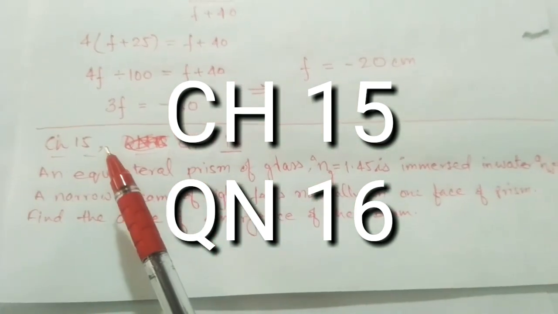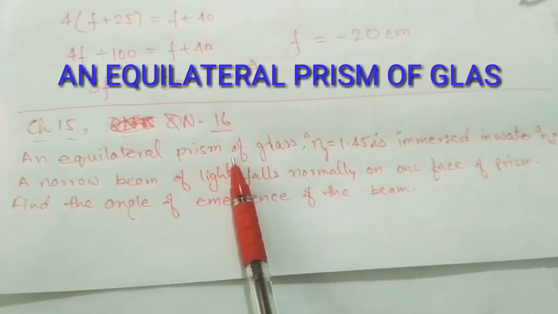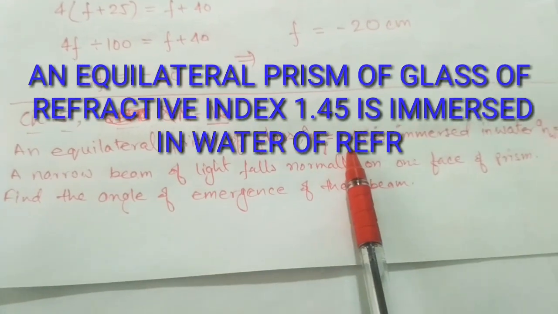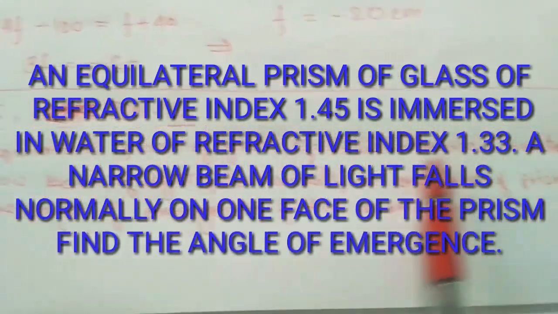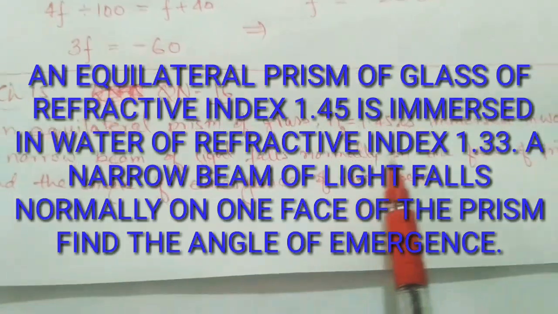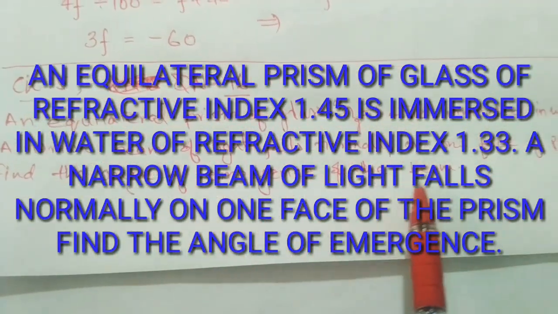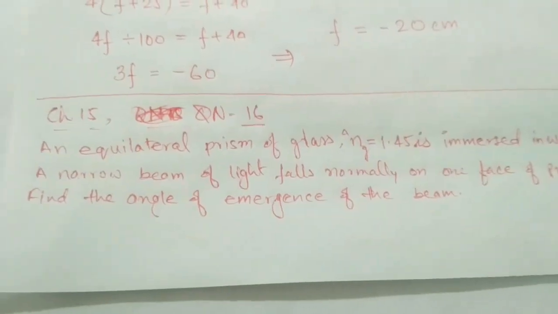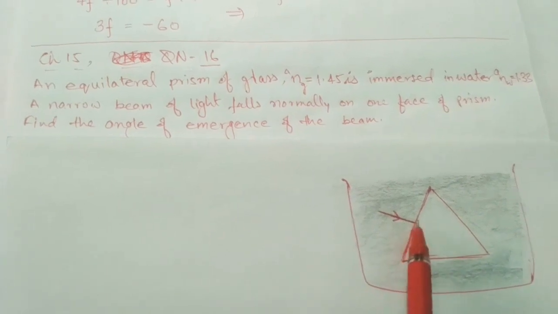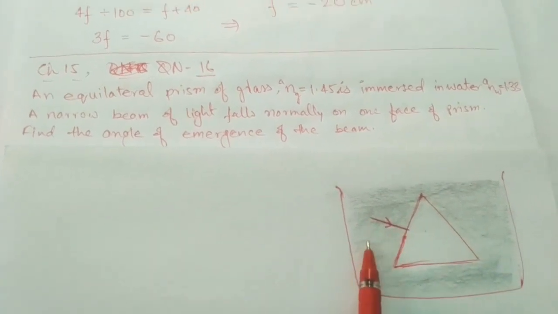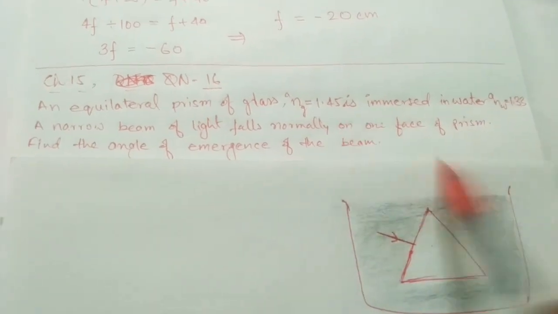Another query from chapter 15, question number 16. An equilateral prism of glass whose refractive index is 1.45 is immersed in water whose refractive index is 1.33. A narrow beam of light falls normally on one face of the prism. Find the angle of emergence of the beam. I'll show you using a diagram. Here you can see, according to the question, the light falls normally on one face of the prism, which is placed in water whose refractive index is 1.33, and glass refractive index is 1.45.